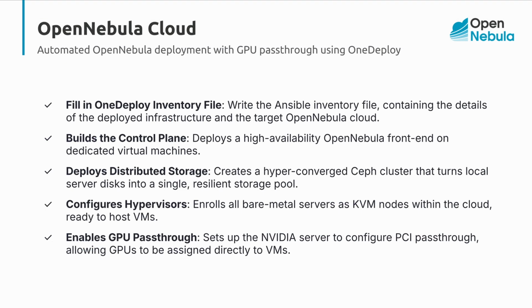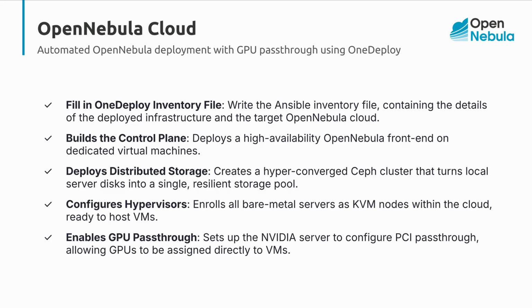With our Scaleway infrastructure ready, we can now deploy the entire OpenNebula cloud using OneDeploy, which is a robust set of Ansible automation scripts. We will exclude the execution steps from this demo and provide a summary of the deployment and configuration steps. The process starts with filling the inventory file. This file acts as a blueprint for our entire cloud. Here we are going to provide all the details from our Scaleway setup, for example, IP addresses, and define our target architecture, specifying that we want a high availability control plane and a hyper-converged Ceph cluster for storage. First, the script builds the control plane.